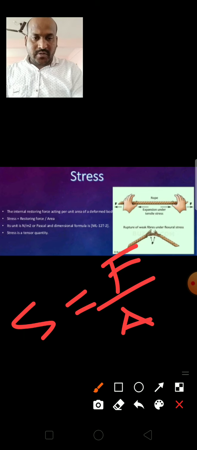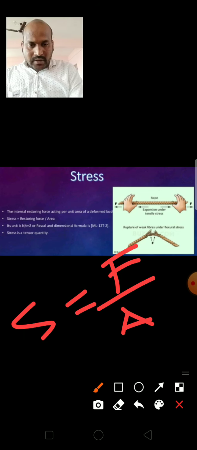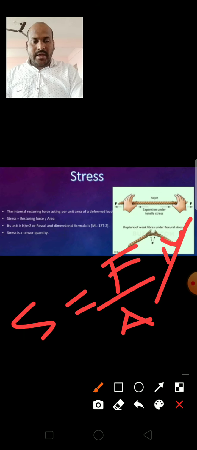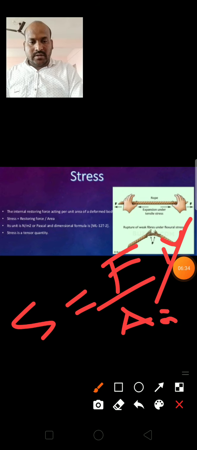You can see the image. Also, what is the unit of force? That is Newton, and area is in meter square. So automatically the unit of stress is Newton per meter square. Okay, next.